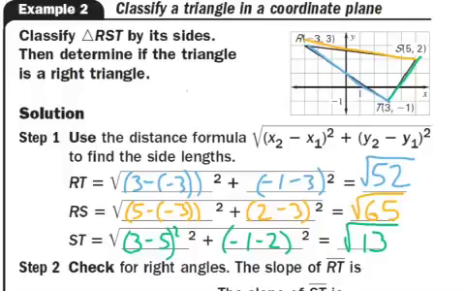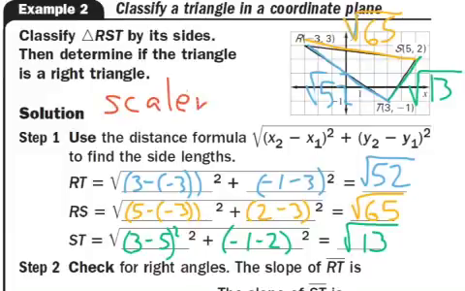Okay, so here are three side lengths. You'll see that RT is the square root of 52 units long. Square root of 52 units long. RS is the square root of 65 units long. And ST is the square root of 13 units long. Notice I didn't reduce those because I just wanted to see if they were the same or different. Since all three sides are different, this would be called a scalene triangle.